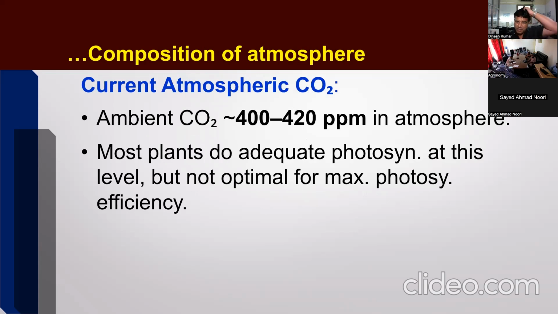The current atmospheric concentration of CO2 is not 450, but somewhere around 400 to 420 ppm. Most plants do adequate photosynthesis at this level, but not optimal. For maximum photosynthesis, you can increase it.